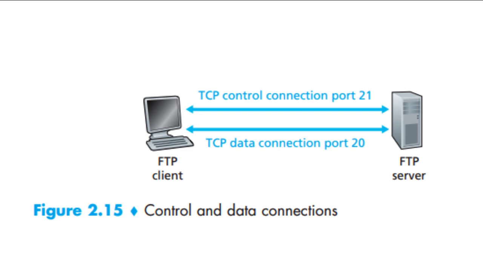Now let us see about the two types of connection in FTP. The most striking difference is that FTP uses two parallel TCP connections to transfer a file, which are the control connection and the data connection. The control connection is used for sending control information between two hosts, such as user identification, password, commands to change the remote directory, and commands to put and get files.